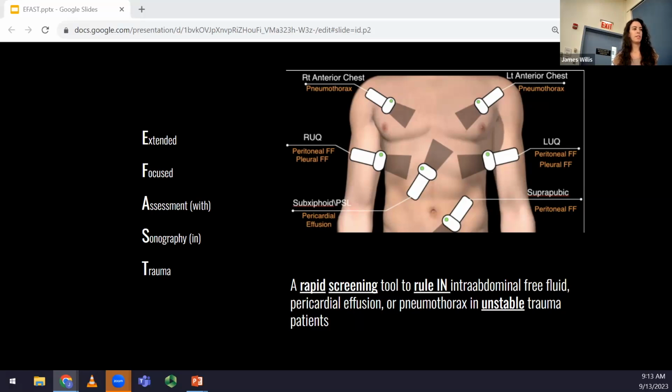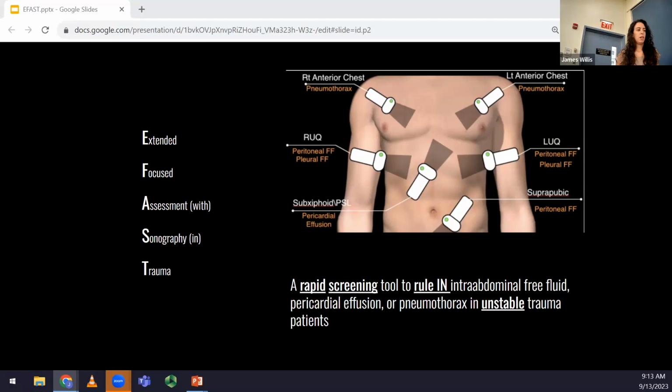The other thing I emphasize here is unstable. So the initial usage of the EFAST exam was intended to be used in unstable trauma patients as this initial decision-making point for if these patients can go for imaging or need to go straight to the OR for laparotomy. That being said, there are certain uses for this in stable patients, and a lot of the data and information about EFAST exams are studies that included stable patients. So we'll talk more about that.